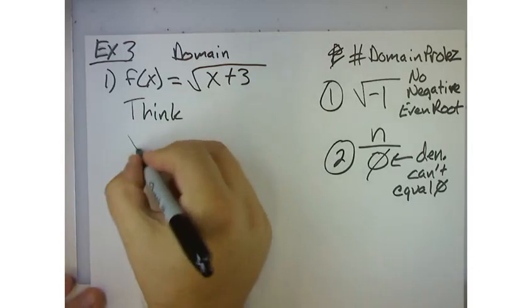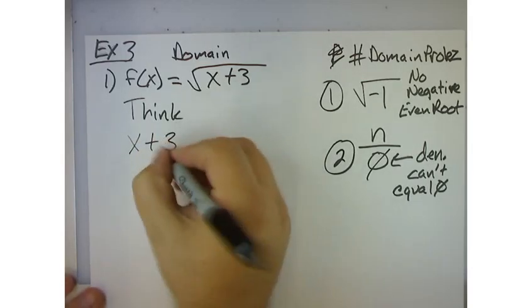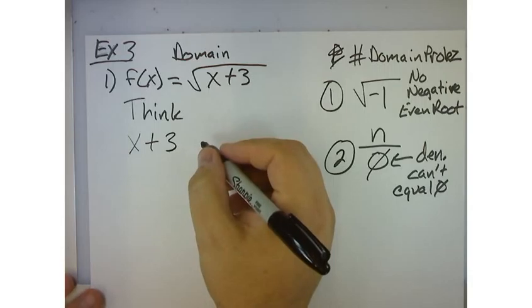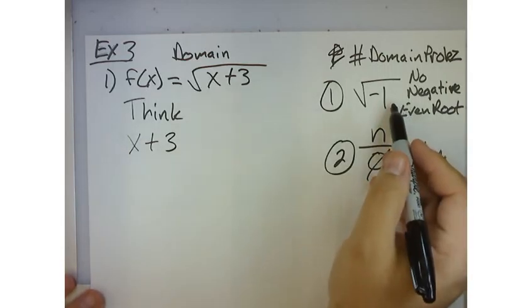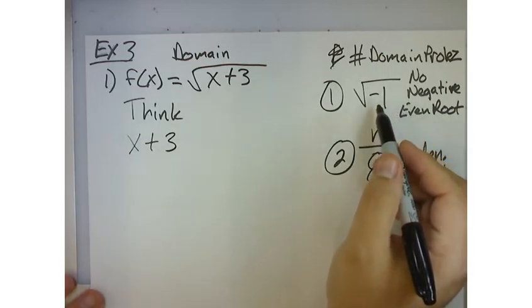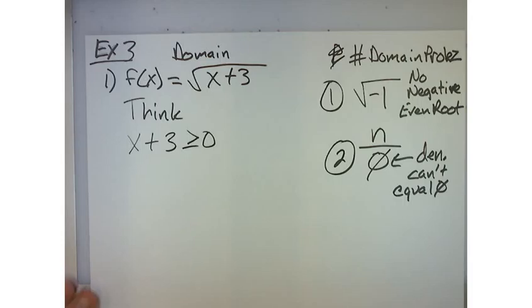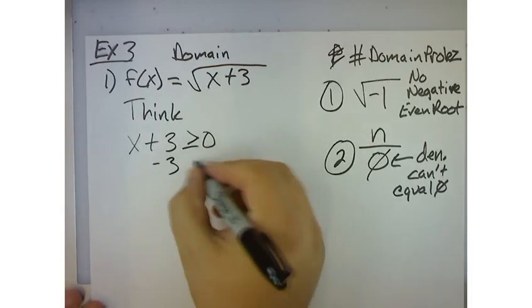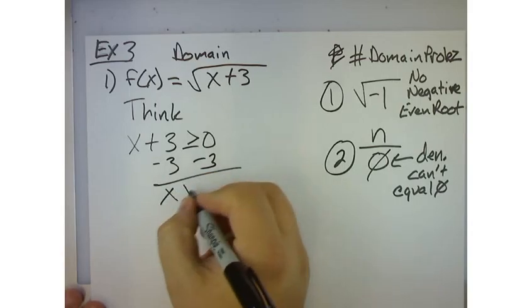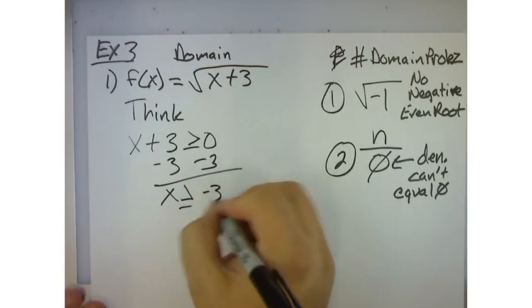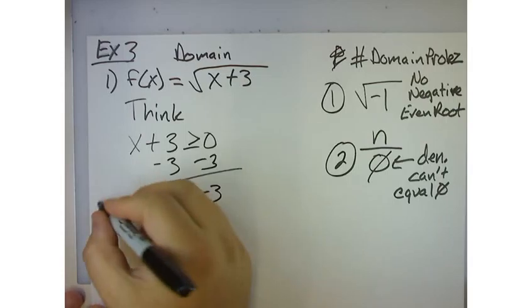So what does this mean? It means that x plus 3 can't be negative. So what's a fancy math way of saying it can't be negative? Greater than or equal to 0. Does that make sense? So if I just subtract 3 from both sides, I get x is greater than or equal to negative 3. That is my domain.